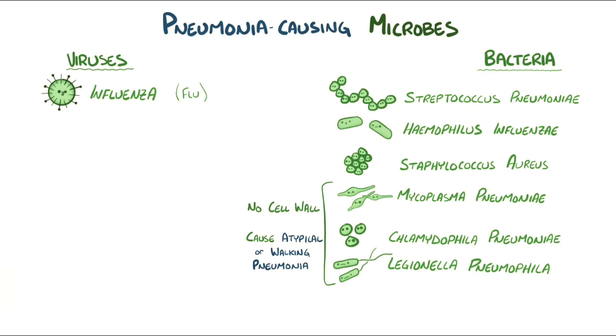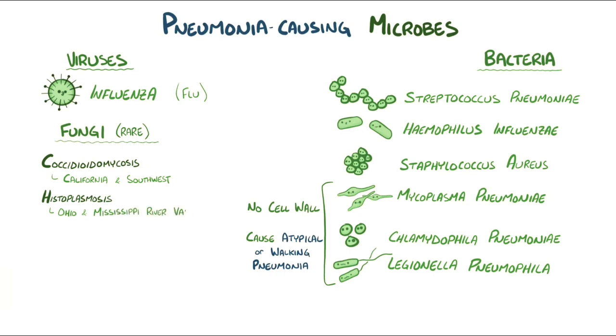In individuals with a normal immune system, fungi are a rare cause of pneumonia, and often it's regional. For example, there's coccidioidomycosis in California and the Southwest, which you can remember because there's a C in both cocci and California. Histoplasmosis in Ohio and the Mississippi River valleys, H in histo and H in Ohio, and blastomycosis, which are broad-based budding yeast in the East. You can remember that with Eastern yeast.